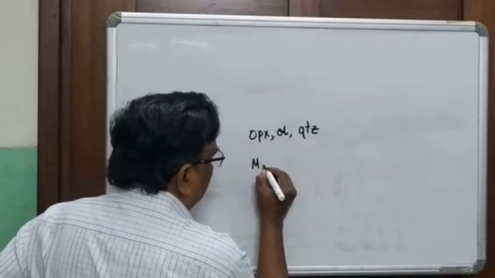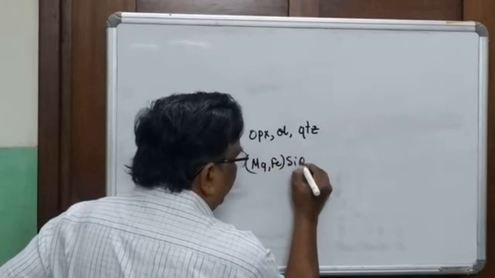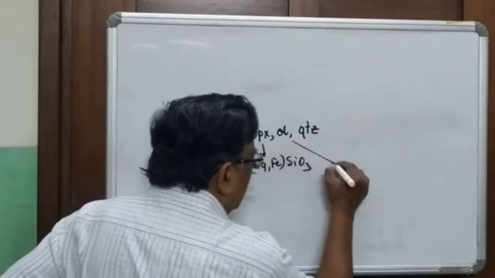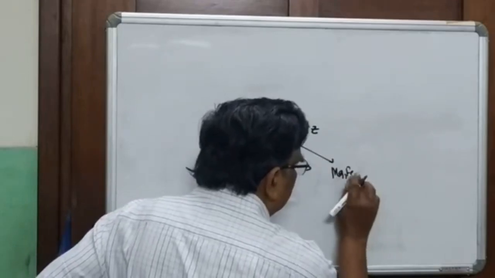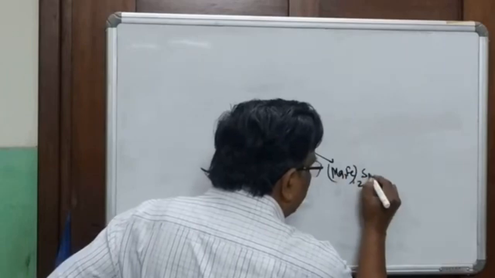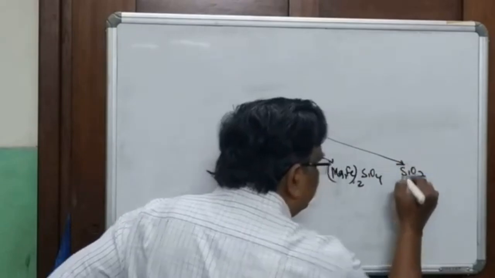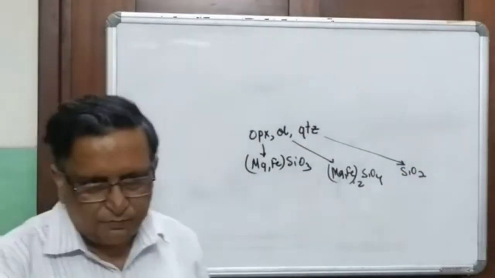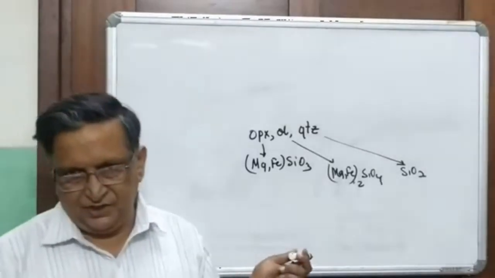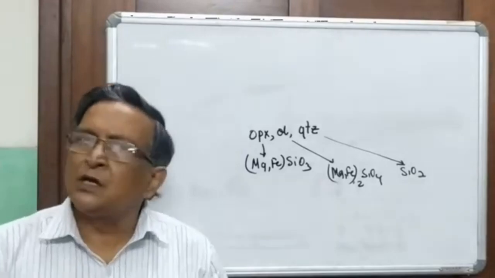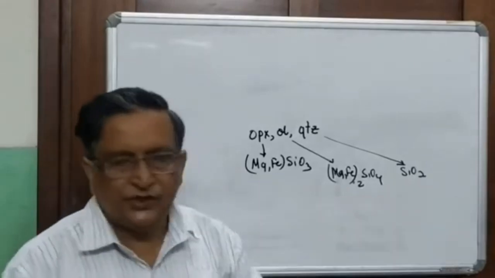orthopyroxene has the formula MgFeSiO3, that's orthopyroxene. Olivine, MgFe whole twice SiO4, and quartz SiO2. Now your teacher has played the cards. Since you asked him, what are the compositions of these system compounds, he says that these are the compositions.